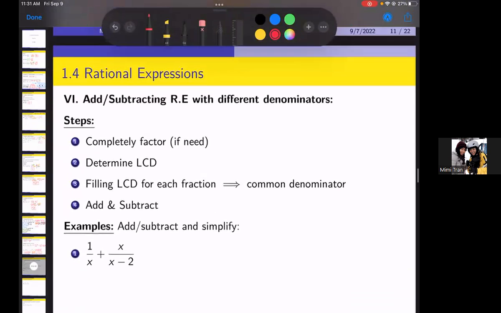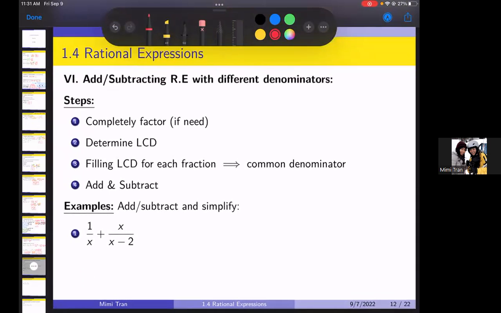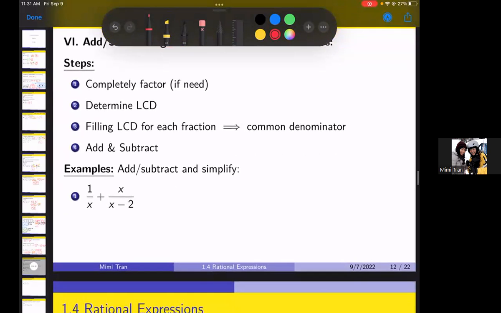You guys are quiet. So, okay, adding and subtracting rational expressions with different denominators. First, I recommend you completely factor and simplify if you can. If not, there's nothing you can do. Then determine the LCD, the least common denominator, and fill in the LCD for each fraction to get the common denominator. All right, let's do this.